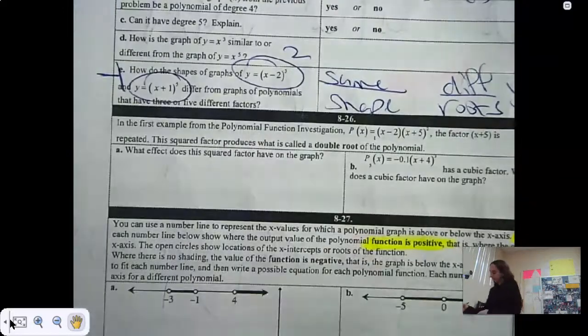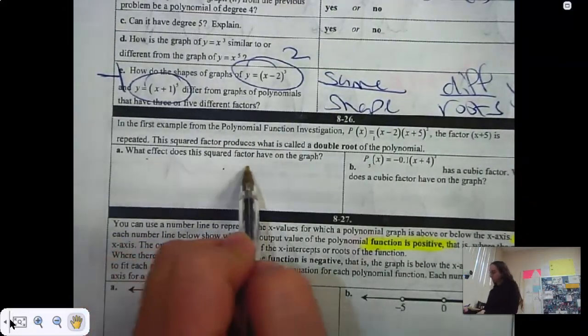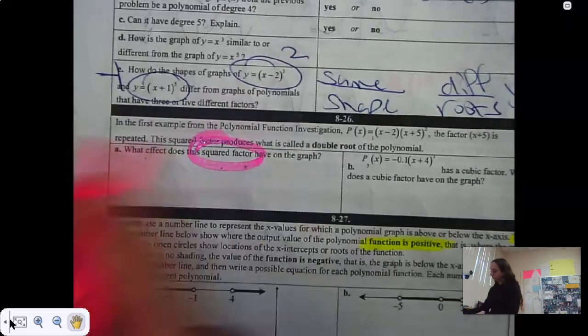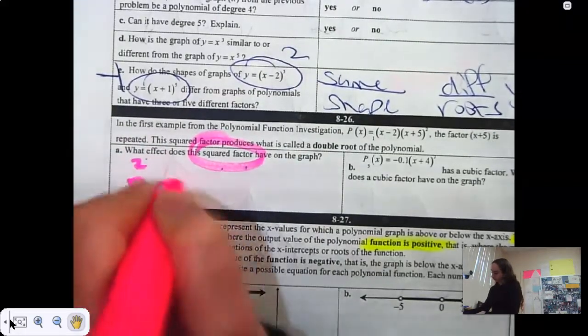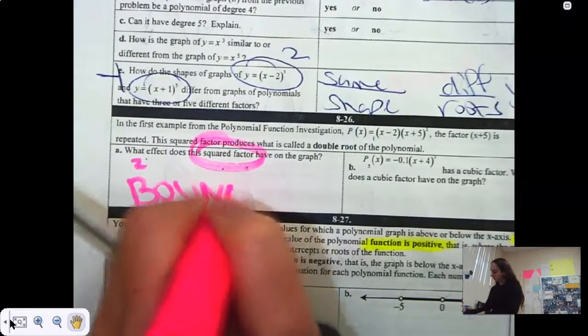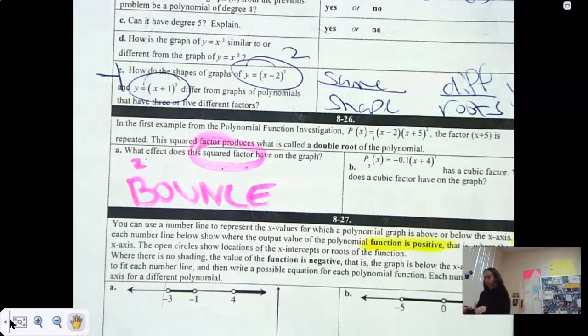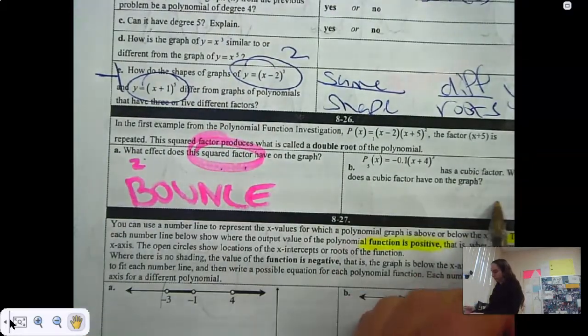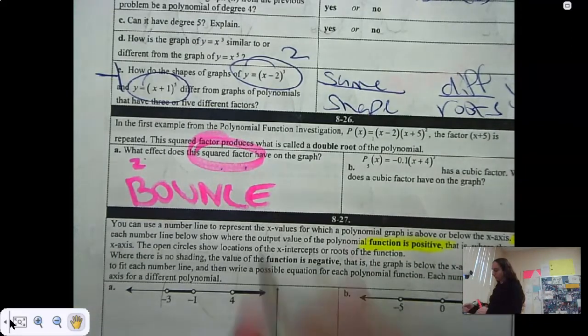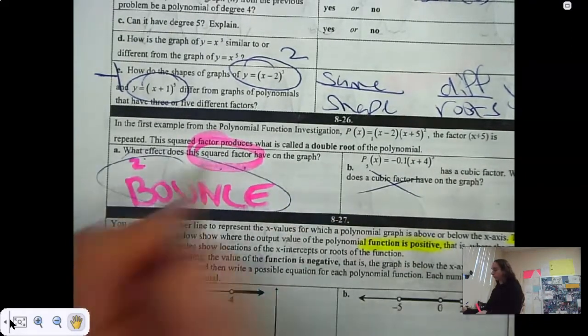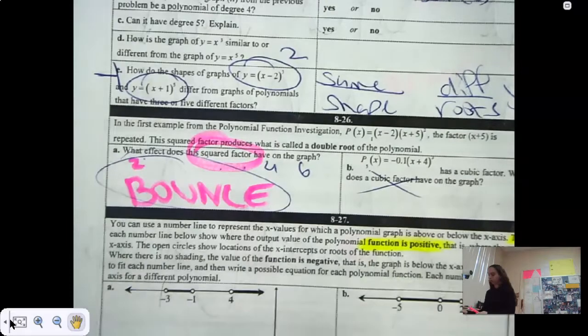I like it. All right, what effects does the squared factor? So what they're saying is, what does it mean when you see a squared? It means it's going to bounce. So if it has a cubic factor, it's no bounce. So we just want to look at the squared, or to the fourth power, to the sixth power. Okay, I just wanted you to get that.